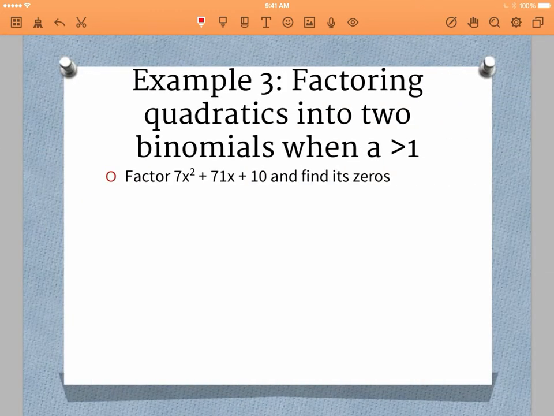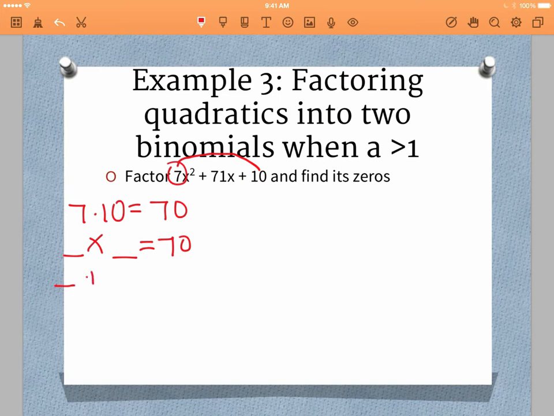In this example, it's a little different. Notice now that the coefficient in front of x squared is 7. So one technique that we have done in the past is you take the a times the c, so 7 times 10, and you get 70. So you're going to look for two numbers that multiply to give you 70, and two numbers that add up to give you 71.